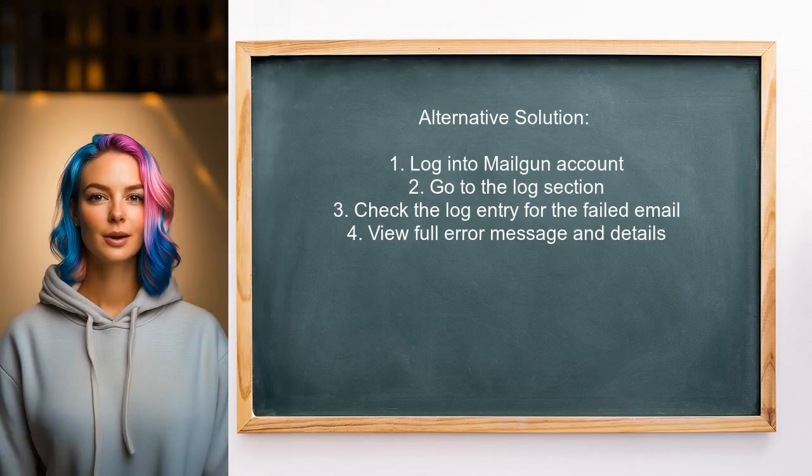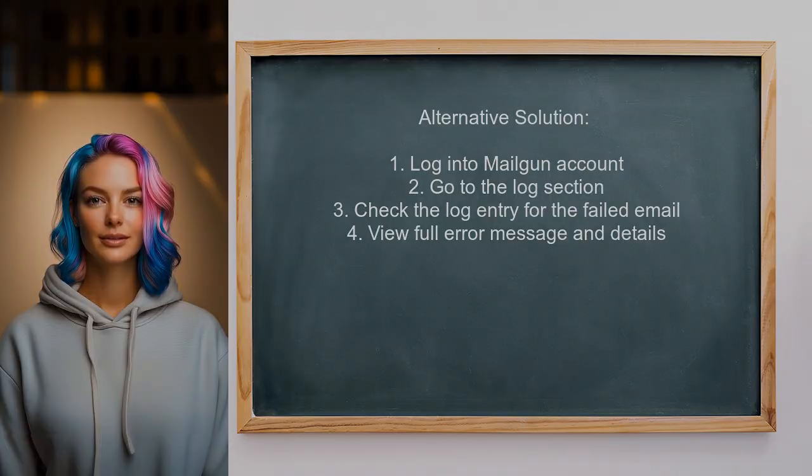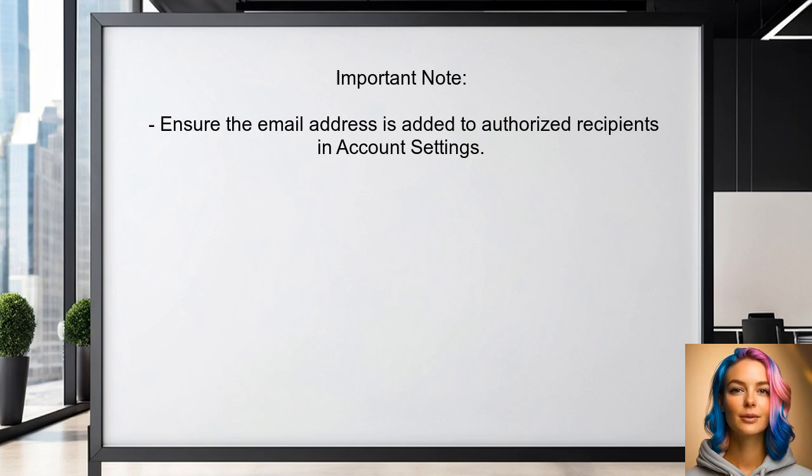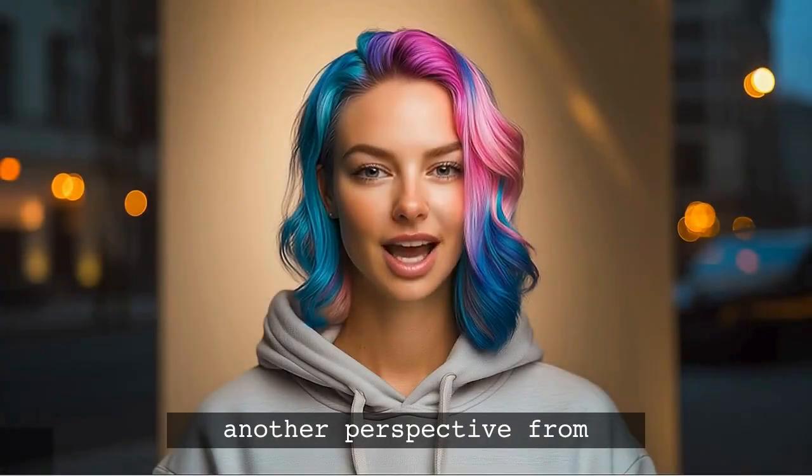One user suggests logging into your Mailgun account and checking the logs section for details on the failed email delivery. This will show you the full error message and additional information. They also mention that the issue might be due to forgetting to add the specific email address to the list of authorized recipients. Let's check out another perspective from a different user.